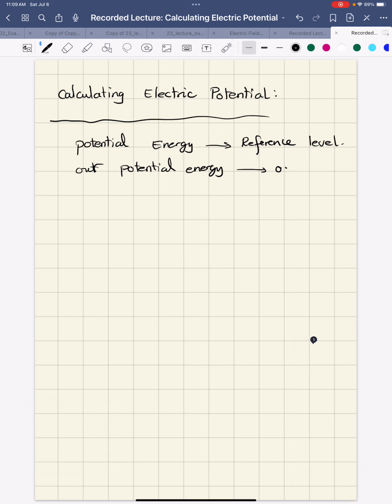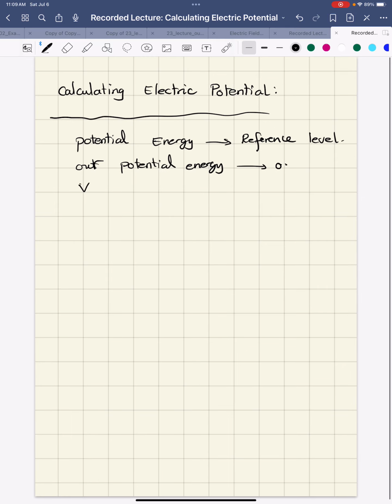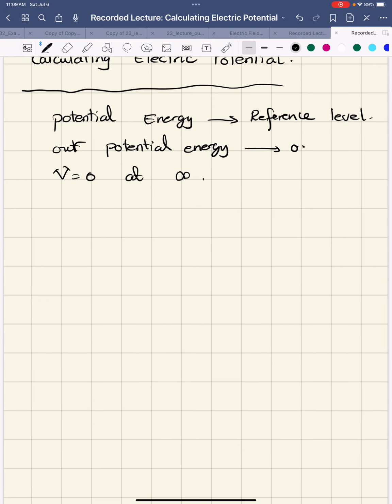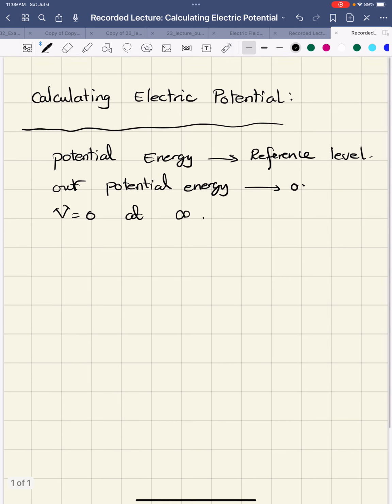Then the reference for the potential energy is going to be the same as the reference for electric potential. Now we consider V to be zero at infinity. That makes sense when the charge is at one point and I am calculating the potential at a very, very far point. It does not feel the charge. Although maybe it's an approximation, it's a valid one.